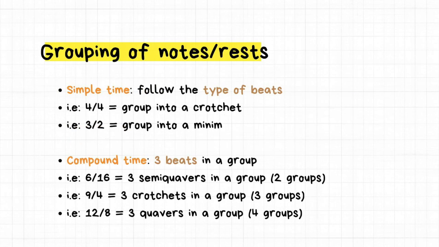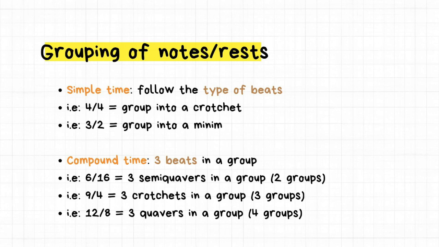And these will be the rules for the grouping of notes or rests. In simple time, follow the type of beats. For example, in 4-4, we group each group into a crotchet. And in 3-2, we group into a minim. And for compound time, we always think 3 beats in a group.